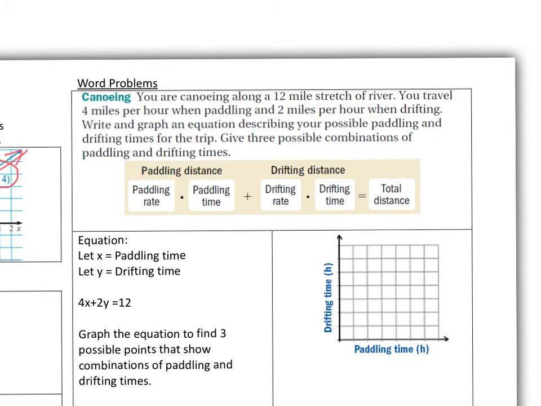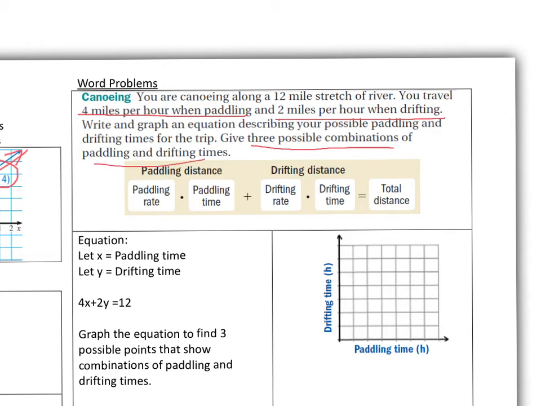Okay, let's take a look at some word problems. Canoeing. You are canoeing along a 12-mile stretch of river. You travel 4 miles per hour when paddling, 2 miles per hour when drifting. Write and graph an equation describing your possible paddling and drifting times for the trip. Give 3 possible combinations of paddling and drifting times.